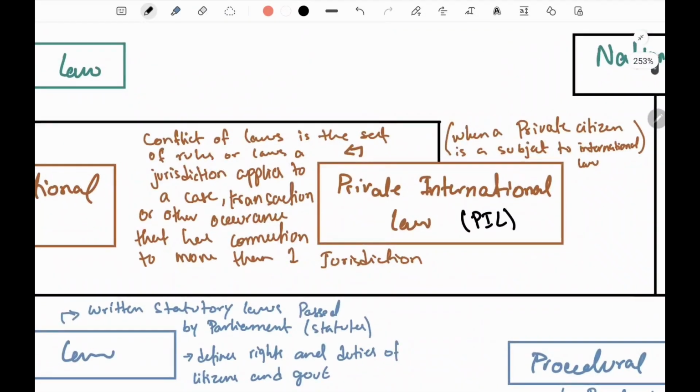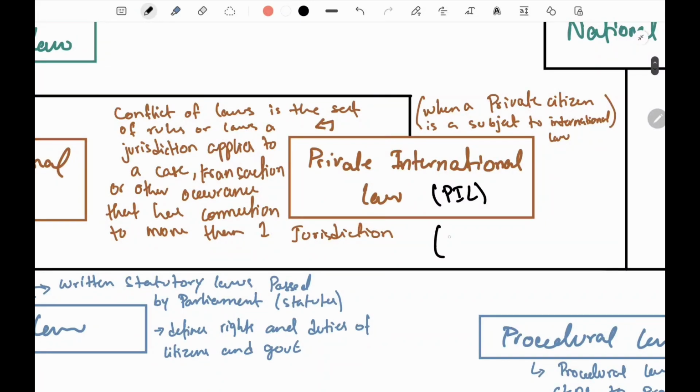Now if we go into depth, conflict of laws is a set of rules or laws a jurisdiction applies to a case, transaction, or other occurrence that has connection to more than one jurisdiction. That is when a person is involved in more than one jurisdiction, when relationships are concerned across the borders.